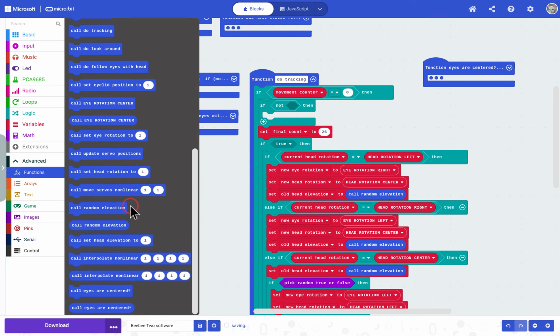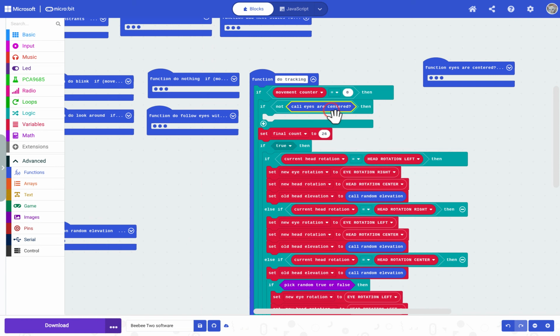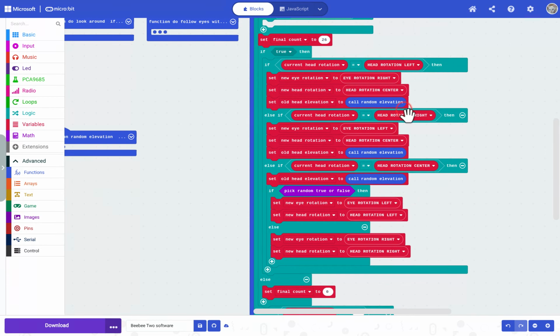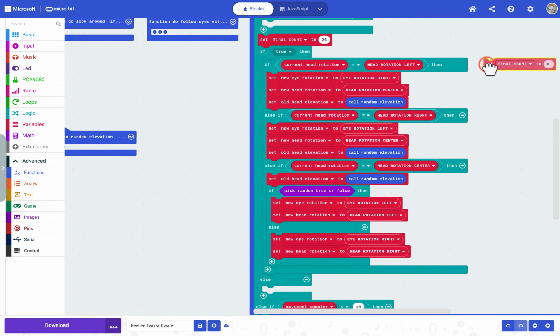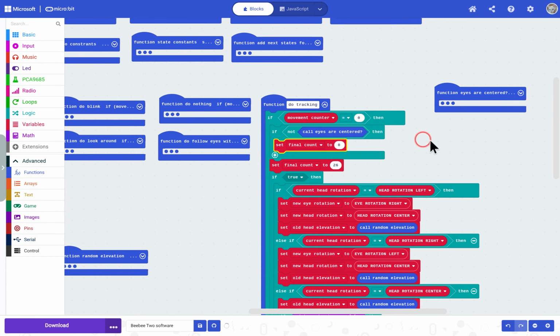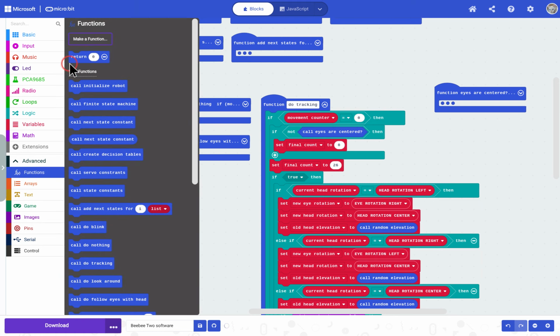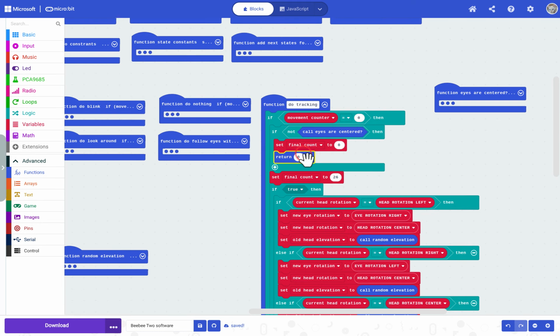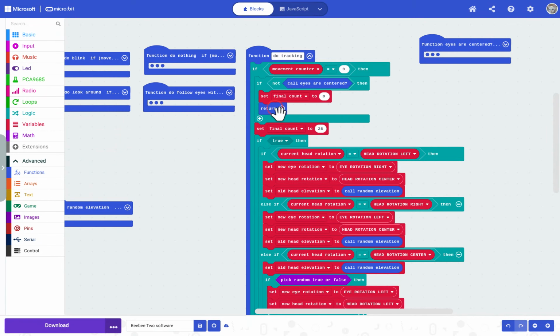So I'm going to add a not and call. Now I could change this to return the not, but I don't want to do that. I want to be more explicit. If not, eyes are centered. What are we doing? If the eyes are not centered, we're going to set this final count to 0, and we don't want to do anything else. We can use a return for that as long as we don't put any arguments in it. MakeCode seems to understand that when you do this, it's a fast exit. So we're doing a fast exit here.